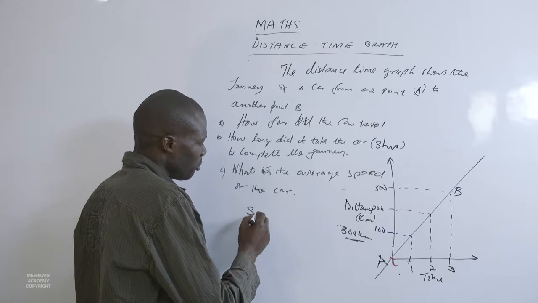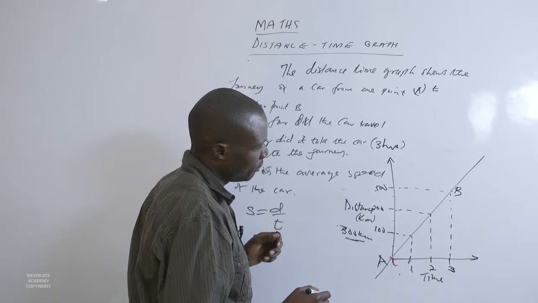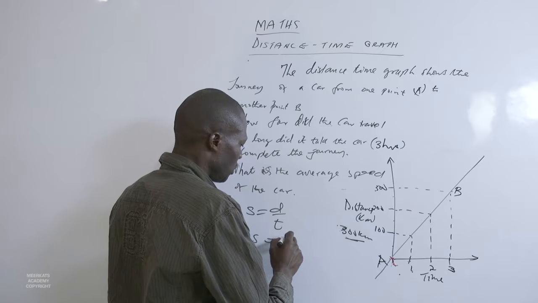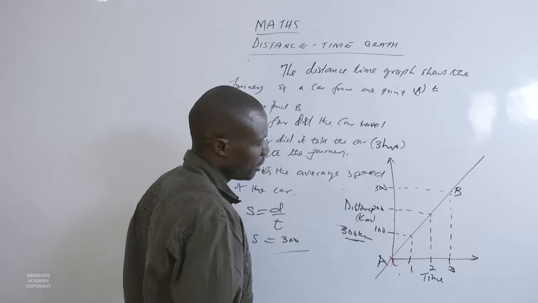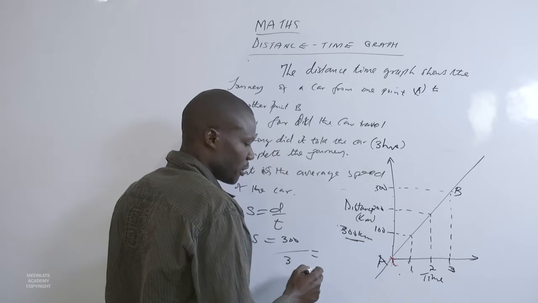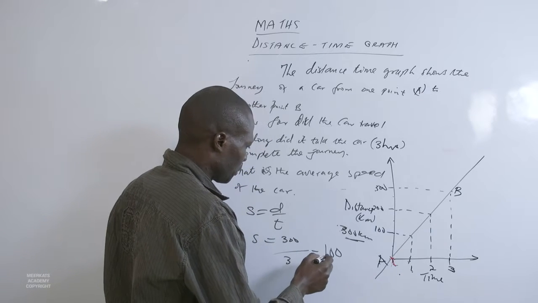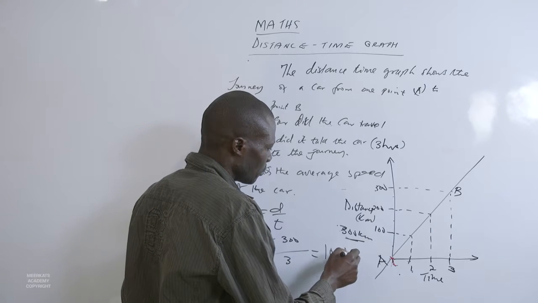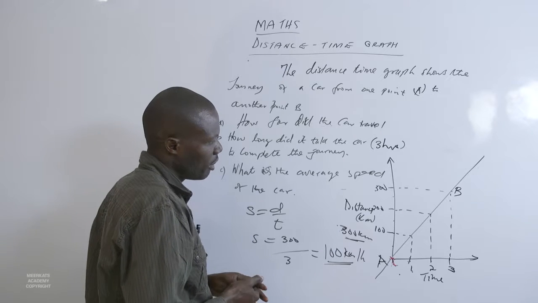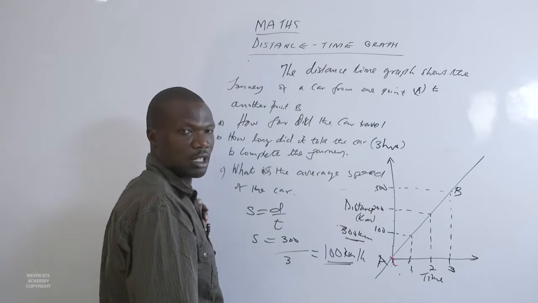So our average speed is equal to D over T, which in this case is total distance traveled, that's what D stands for, which is 300, divided by total time taken, which is 3. This gives us 100 kilometers per hour, because total distance is 300 and total time taken is 3. You divide, and you get 100.